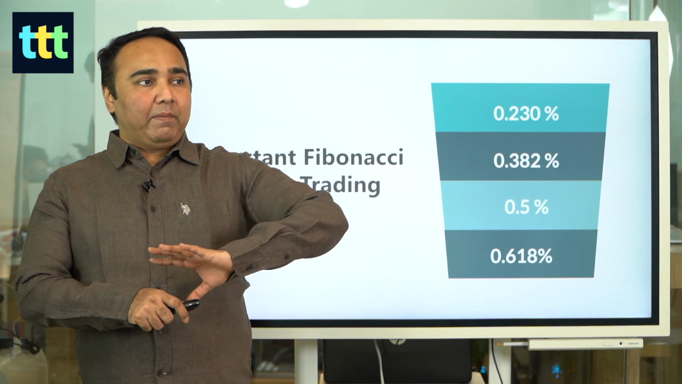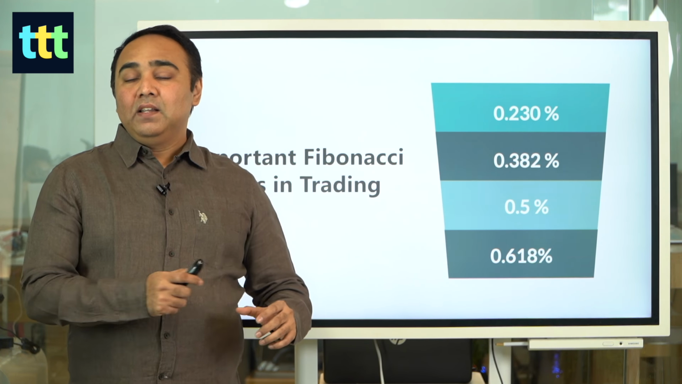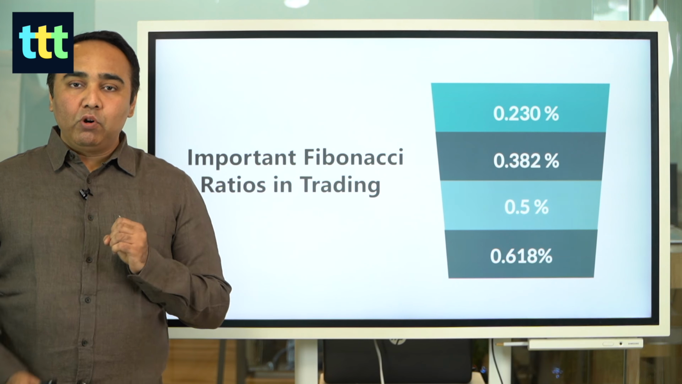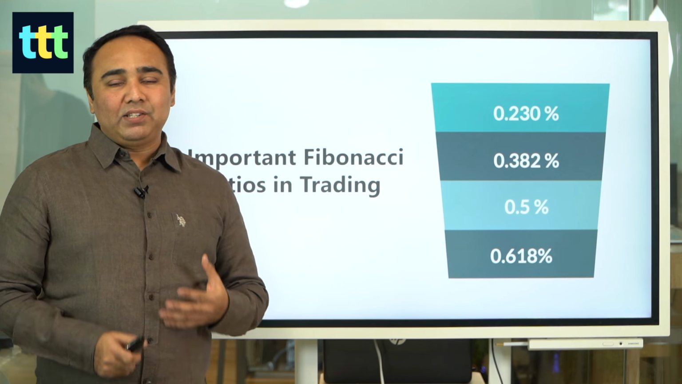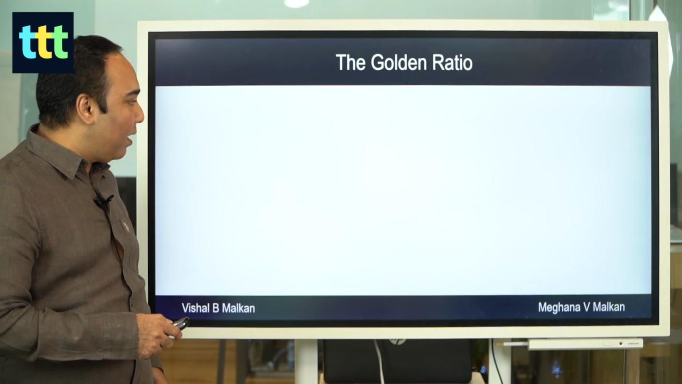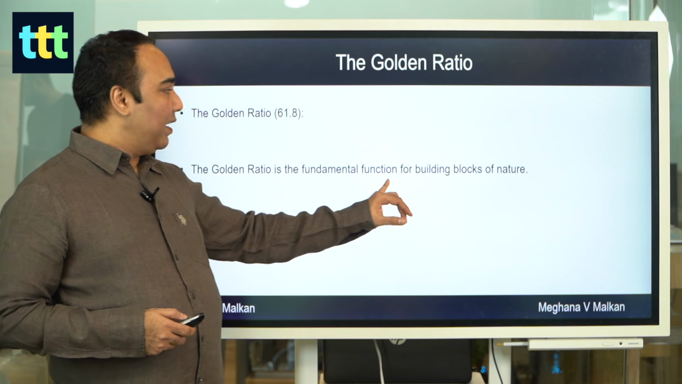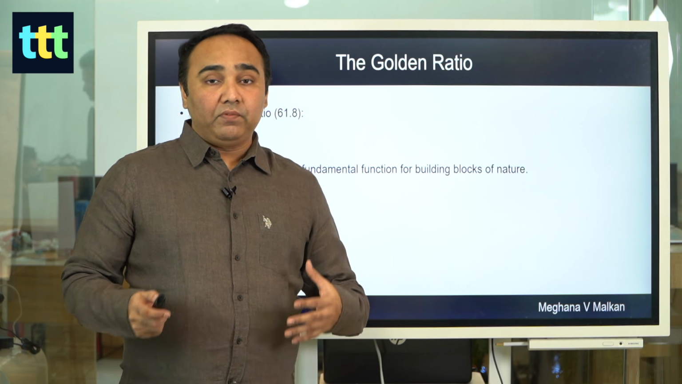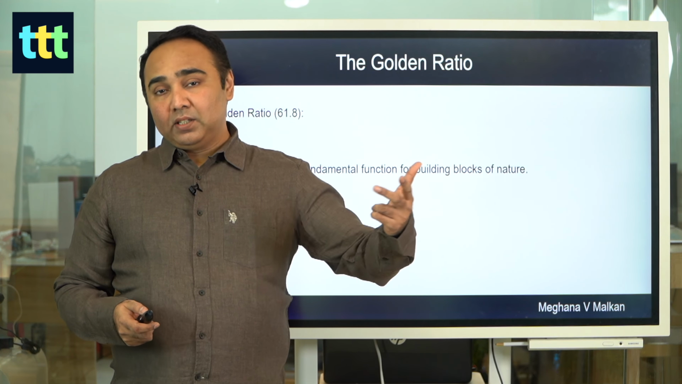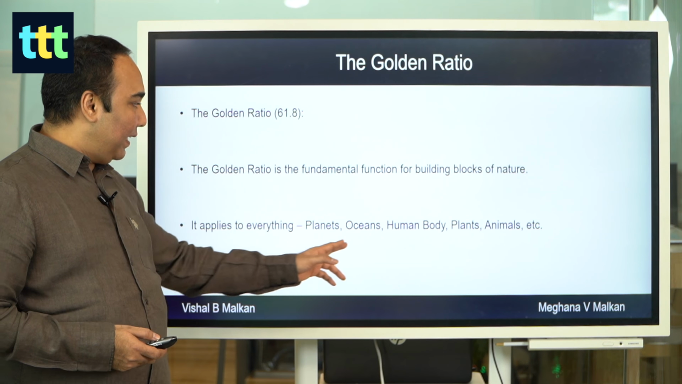Now there is something called Fibonacci projection, Fibonacci arcs, Fibonacci series, and a lot of things like extension and expansion. But the most powerful and most commonly used, and most effective also, is retracement. Right? So let's talk about this one. The golden ratio is 61%. The golden ratio is a fundamental function, the building blocks of nature. It is applicable, as I said, to plants, human beings, planets, everything. It applies to everything like this.